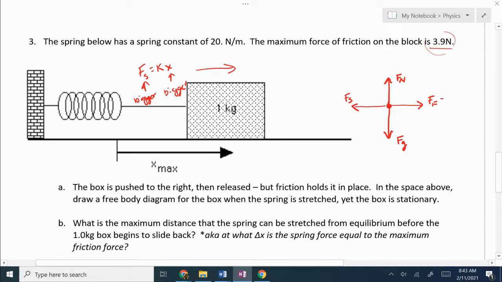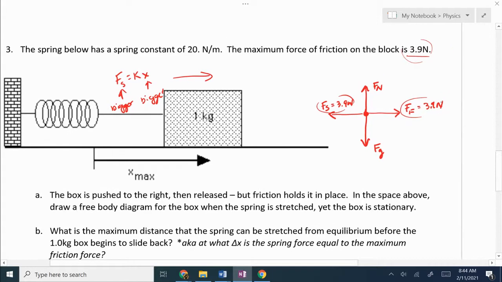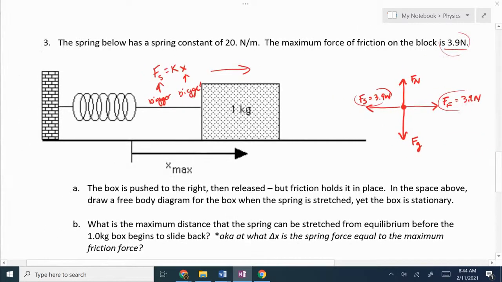And so basically it's asking for the furthest I can push this, the furthest I can stretch the spring out, and the furthest I can stretch it is when the force of the spring is also 3.9 newtons, right? When this force has reached the maximum force of friction, then that's the furthest I can stretch it, right? Because if I were to stretch it any more than that, then the force of the spring might be 4 newtons or 5 newtons, and at that point the box would begin to slide.